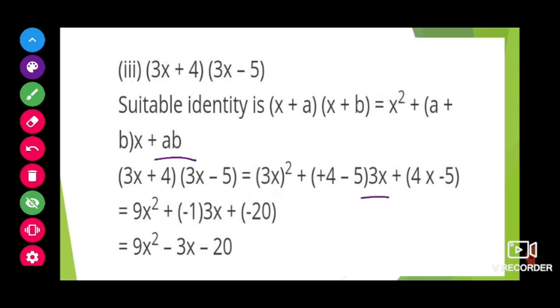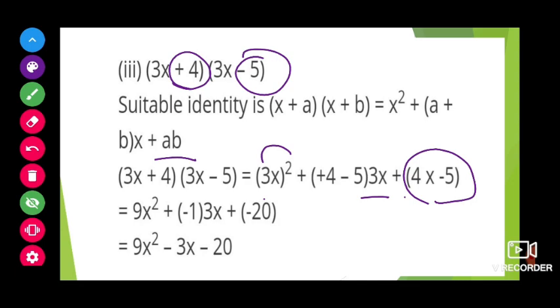Next, ab. a is plus 4, b is minus 5. So 4 into minus 5. Now 3x square means the square is applicable for both 3 and x. So 3 square is 9x square, plus 4 minus 5 is minus 1, so minus 3x. Here 4 fives are 20, plus of minus is minus 20. Now, 9x square minus 3x minus 20. This is the final answer.